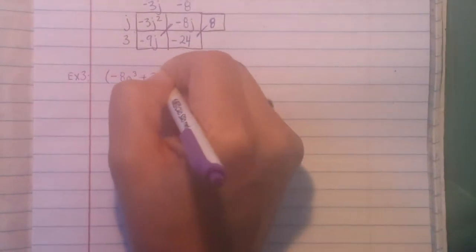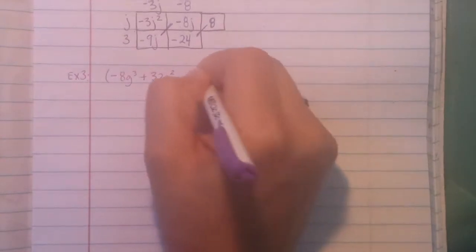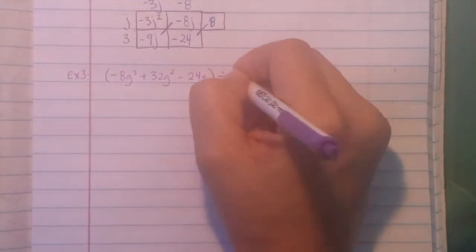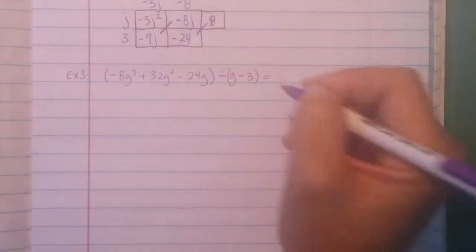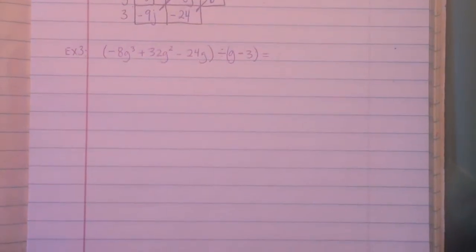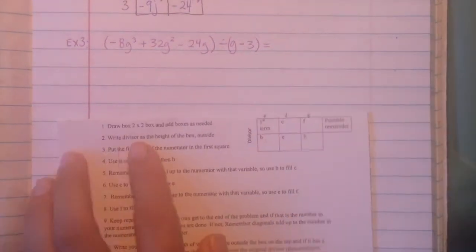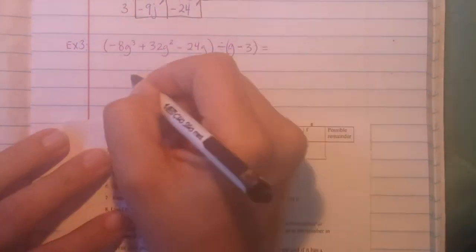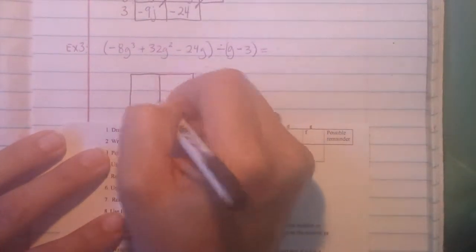Alright, let's take a look at another example. This is a listening check. Put a circle around divide. Right there, put a circle right there around the symbol for division. Again, draw your 2 by 2 box. If you need more, you can just add them. But just draw a 2 by 2 to start off with.